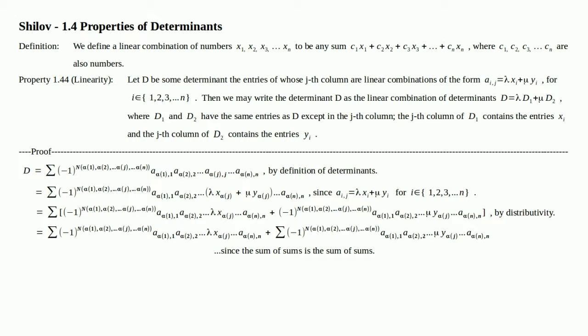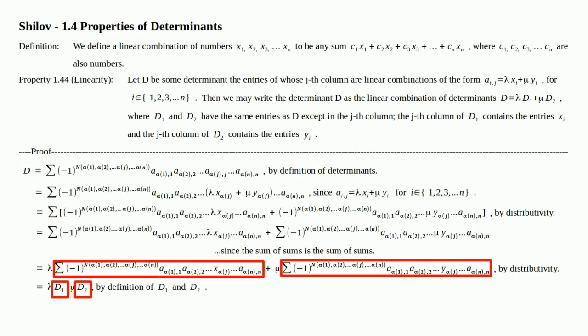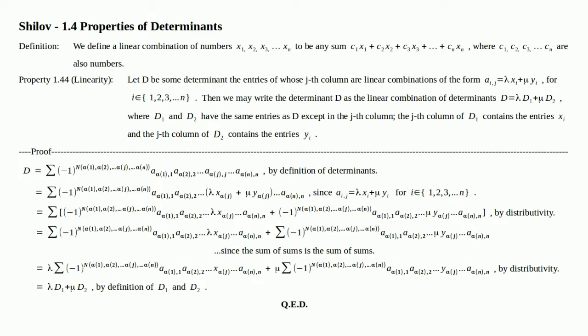And to follow that up, we can also factor out the lambda and the mu, because lambda is common to every term in the leftmost sum, and mu is common to every term in the rightmost sum. We can just factor those out, again by distributivity. But then what we have is lambda times D1 plus mu times D2 by definition of D1 and D2. Those sums are just determinants, namely D1 and D2. QED, we proved it. How about that? And ta-da.